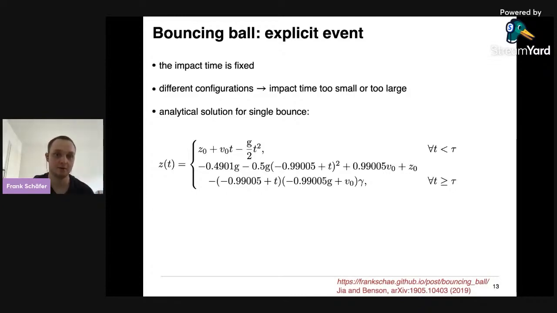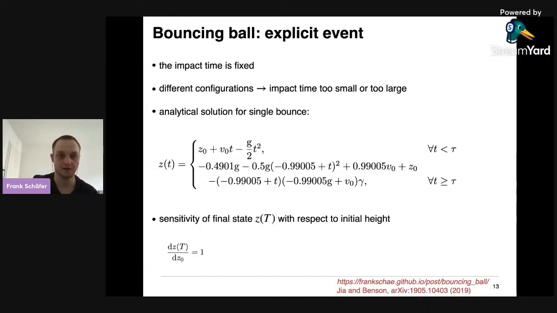So the ball could in principle bounce before it actually hits the ground. And the analytical solution for the trajectory looks like this, where essentially I just inserted here the specific value of this event time computed from the numerical values we assumed. And sensitivity analysis would tell us now, for example, how the height of the ball at the final time would change if we slightly perturb the initial height. And we see here that we can basically read off that the sensitivity would be 1 in this case of modeling the ball with an explicit event.